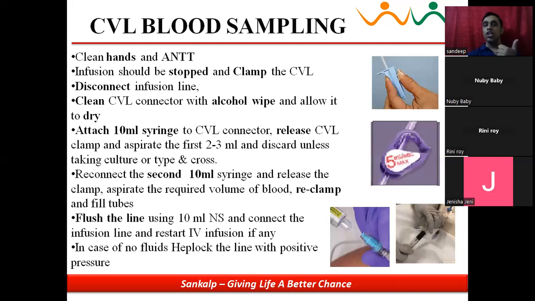What is important? Stop the fluid, remove the connector, clean with spirit swab. The discarded sample should not be pushed back again, and the required amount of blood has to be taken in one go; again, we should not go and take multiple times. After sampling, flush the line, heplock if needed, clean and scrub, and connect the regular connecting tube. So this is more about the blood sampling.